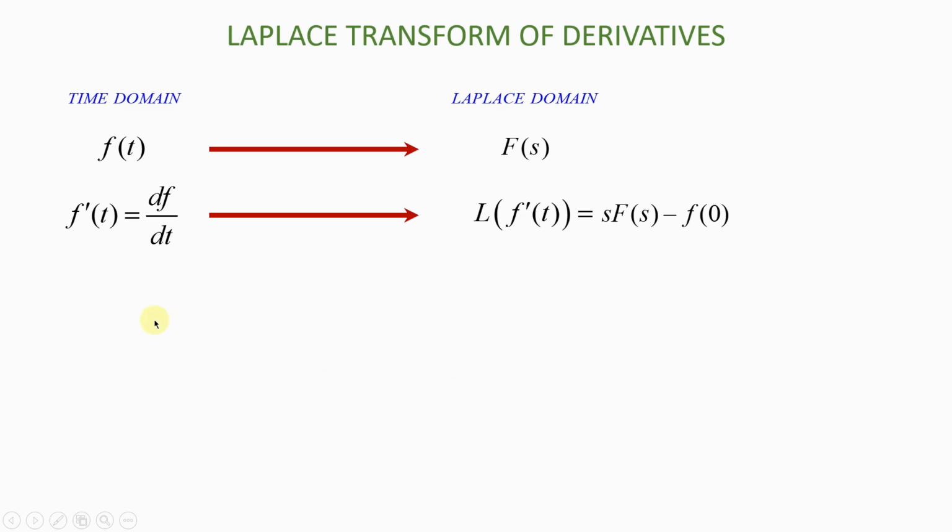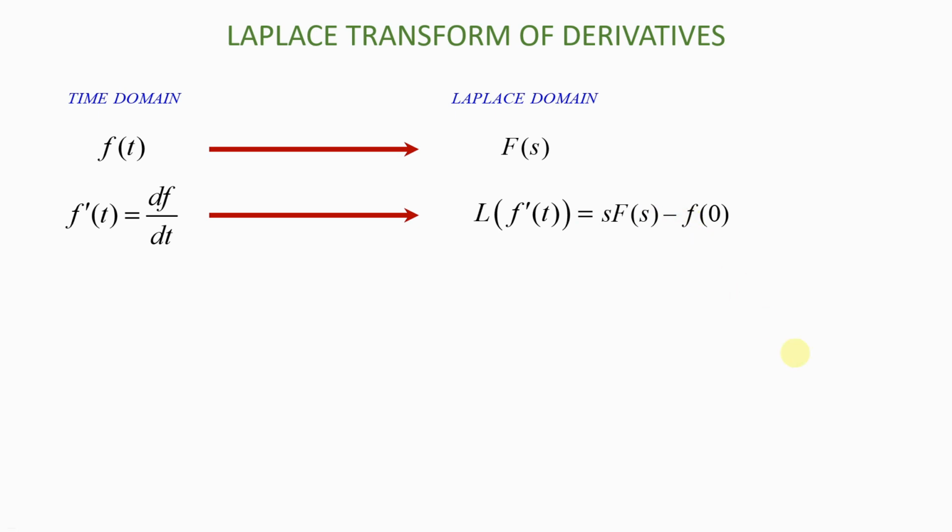And so I repeat, the Laplace transform of the first derivative of f with respect to time is equal to sF(s), F(s) here being the Laplace transform of f(t), okay, minus f(0). f(0) is what you will get if t is equal to 0 in this function f(t). Okay, so that is what the Laplace transform of the first derivative is.